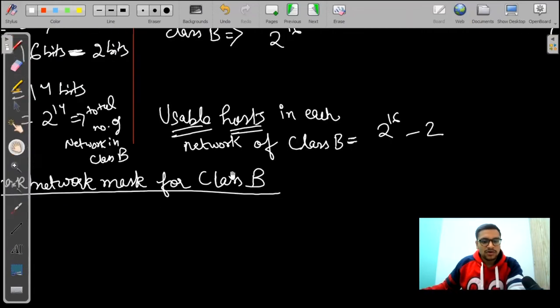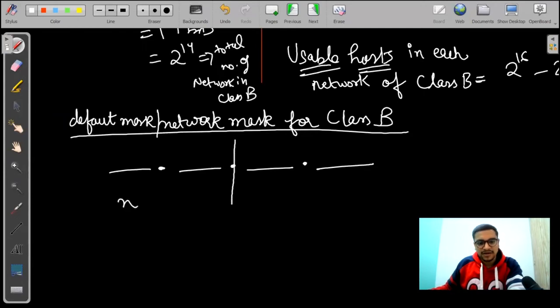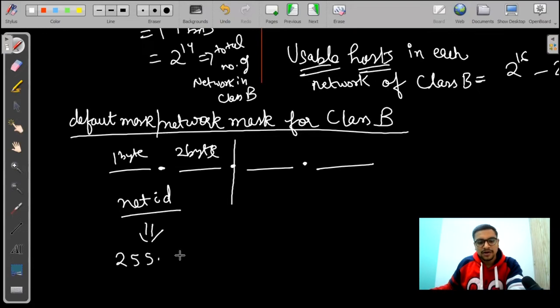Now moving on, the default mask or network mask for class B. Like I told you, if you want to calculate the default mask or the network mask for any class, what we have to do is simply take the number of bits in the network ID and set them to 1. For class B, the 2 bytes correspond to the network ID. So if I put all the ones in the network ID for class B, then it will be equivalent to 255.255.0.0. So that was all for class B.